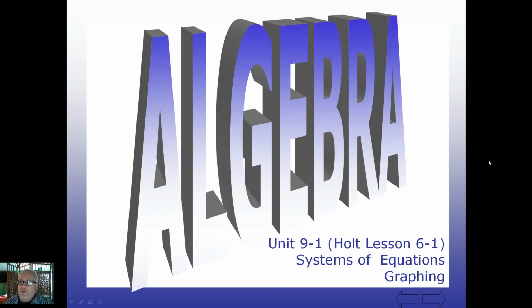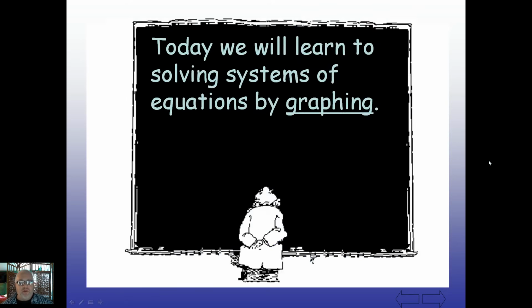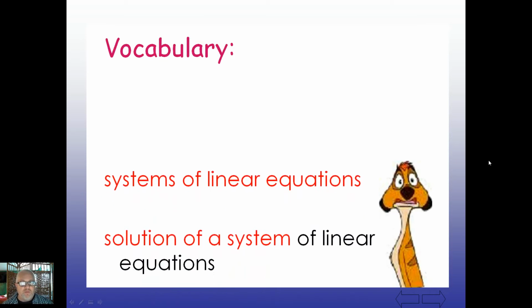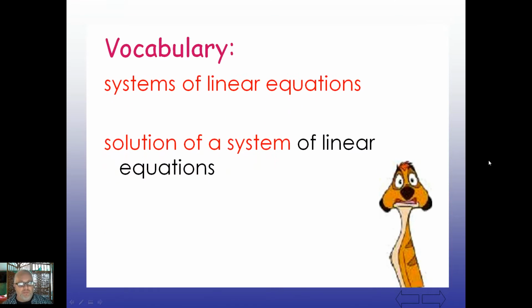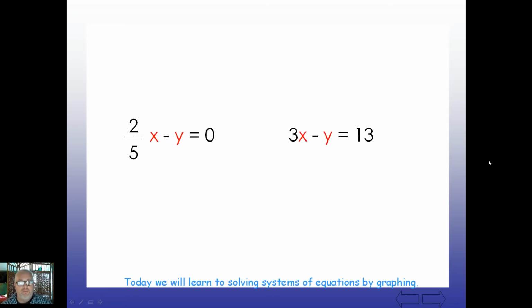Systems of equations, graphing. Today we're going to learn how to solve a system of equations by graphing, and our vocabulary here is systems of linear equations and a solution of a system. Anytime you hear the word system, it simply means we're going to be dealing with more than one equation or inequality. So we're going to end up with two equations that are sharing the same graph, the same region of space, and the solution of a system is going to have to satisfy both of the graphs, not just one of them, to be a solution of a system. Okay? So let's take a look.